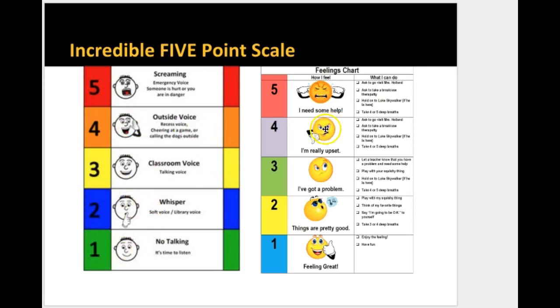Now for kids with ASD, we could turn that 5-point scale into their emotions. So a 1 is feeling great and a 5 is like, I've got to have some support. I need to maybe get out of the room.